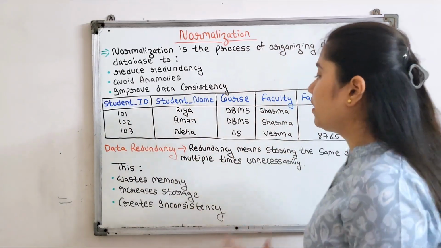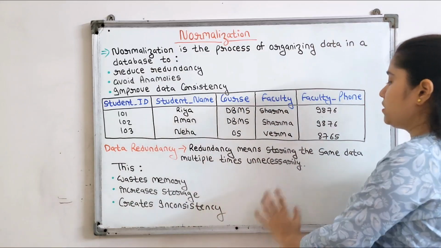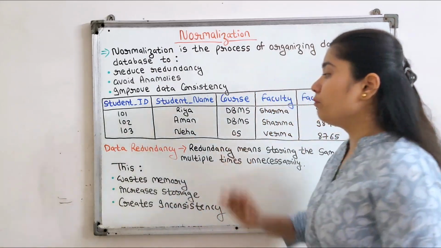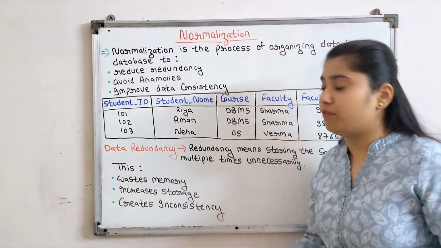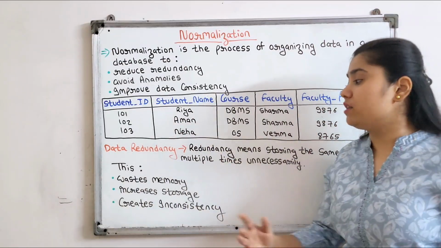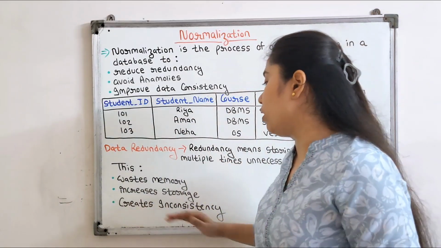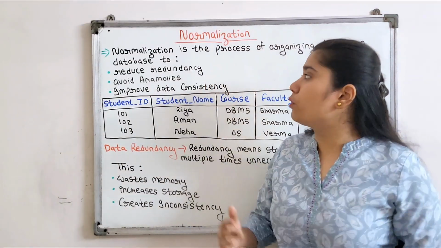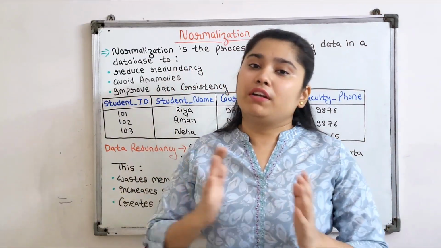Now what is data redundancy? Data redundancy means storing the same data multiple times unnecessarily. Because of that redundancy, our memory gets wasted, storage increases, and it also creates inconsistency in our database. Okay, I hope you are clear with what normalization is and what data redundancy is.